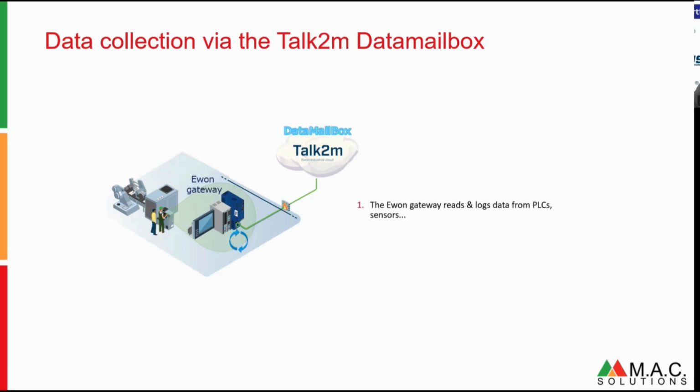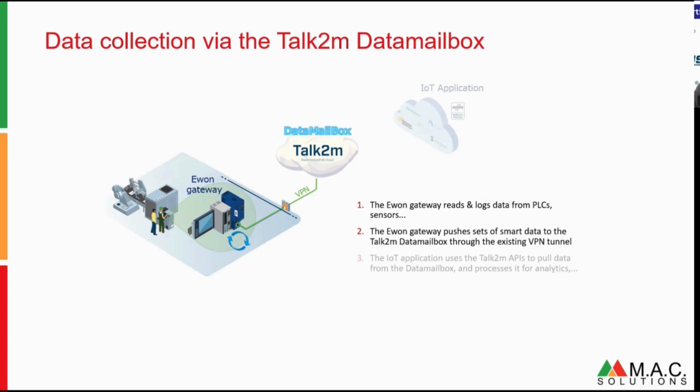Firstly, the Ewon gateway reads and logs the data from the PLCs and sensors to which it is directly connected. This data is then pushed out to Data Mailbox through the existing VPN tunnel securely. And lastly, your IoT applications, such as Azure, Amazon Web Services, and Google IoT Cloud, can connect and collect this data using Talk2M APIs and process it for further analytics.